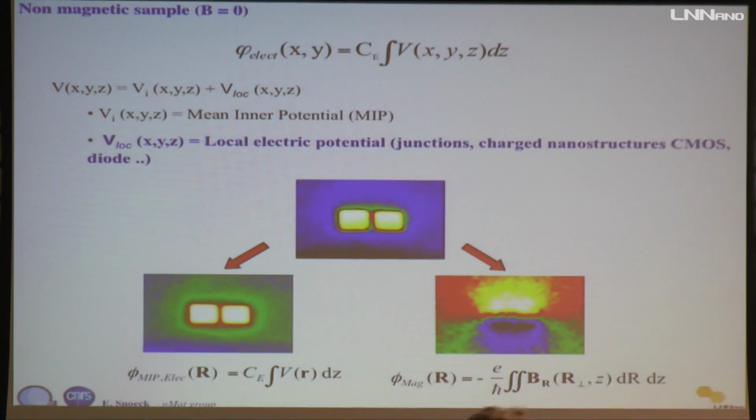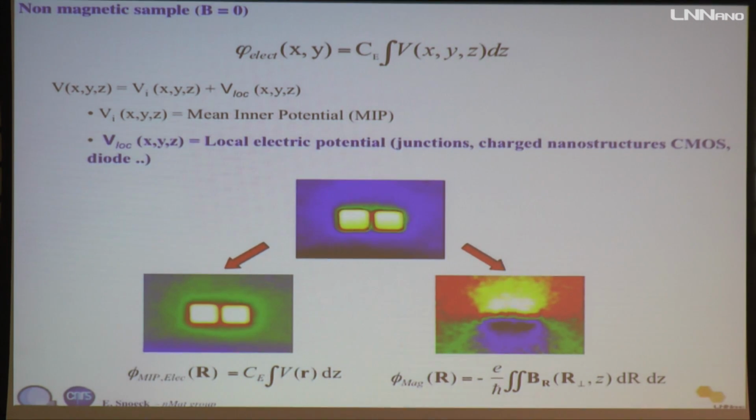So in the last two examples, I showed you something that we extracted considering only the mean inner potential, without thinking about any additional electrostatic potential due to charge effects, or due to the fact that you have an electronic device like a CMOS transistor, diode, or PN junction.